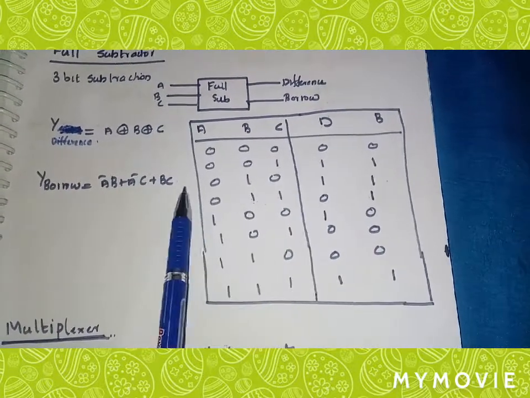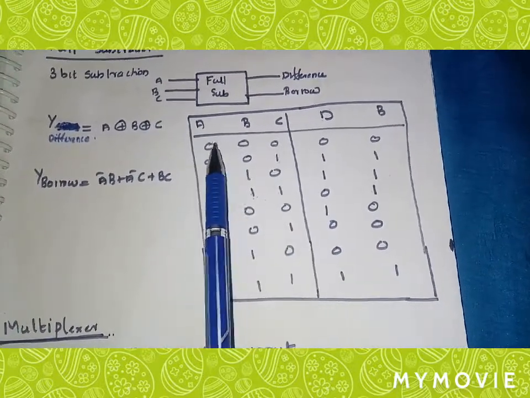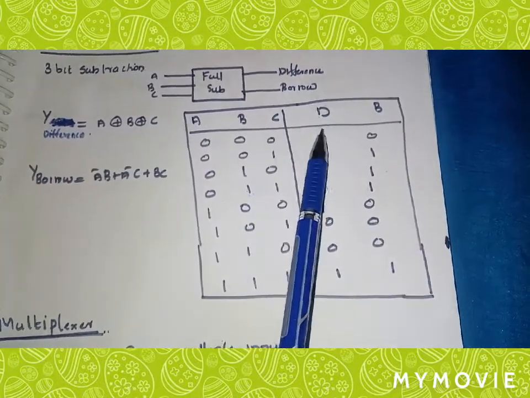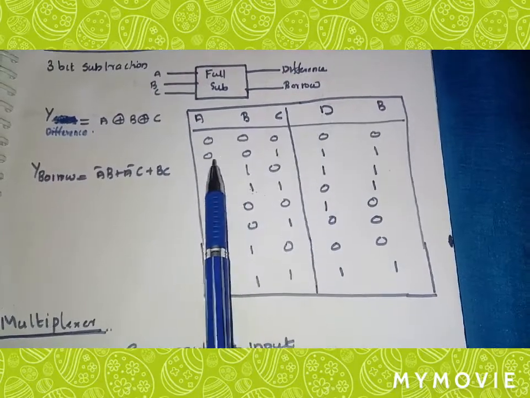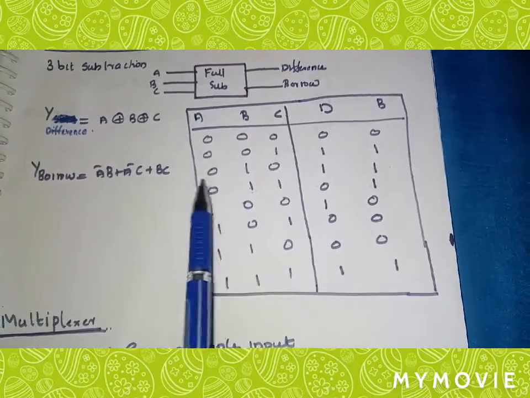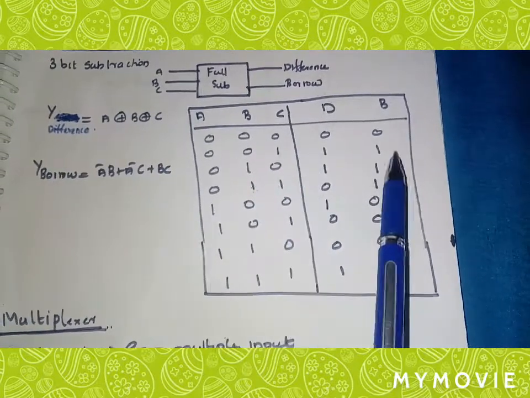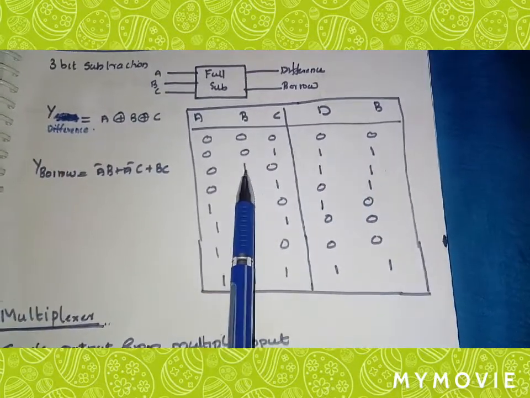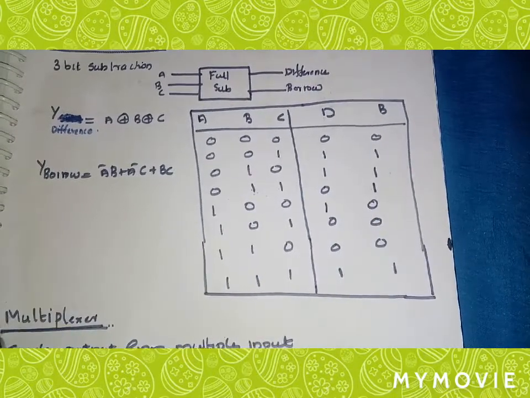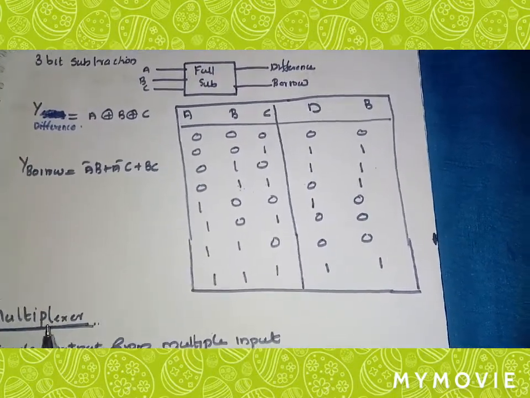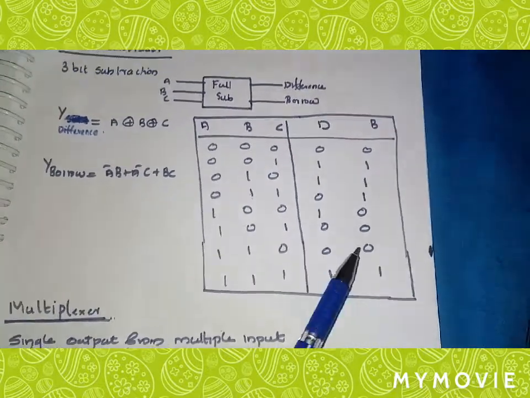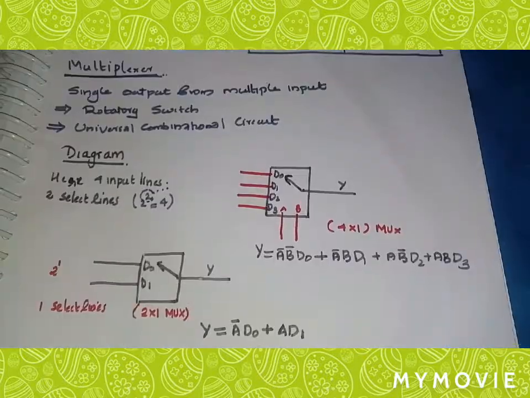How do we get this table? 0 minus 0 minus 0 is 0, so difference is 0 and borrow is also 0. 0 minus 0 minus 1 is minus 1, so difference is 1 and there is also a borrow. In this way we complete the table. This is the truth table for the full subtractor.